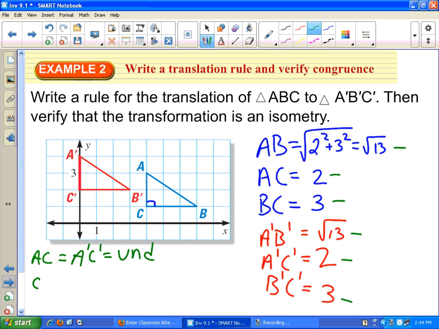Then I have CB, which is the same as C prime, B prime. What is the slope of a line that goes straight across? 0.